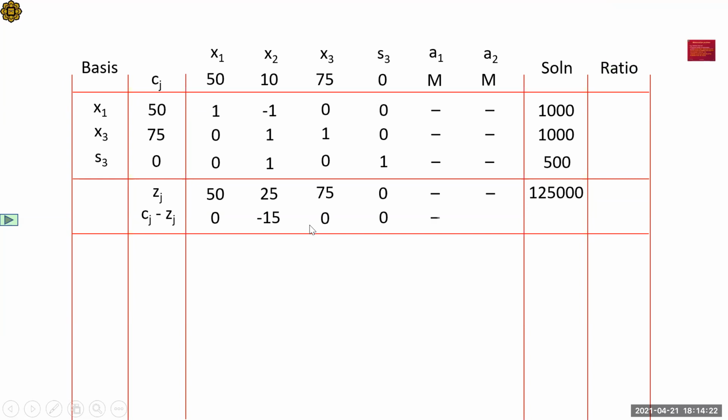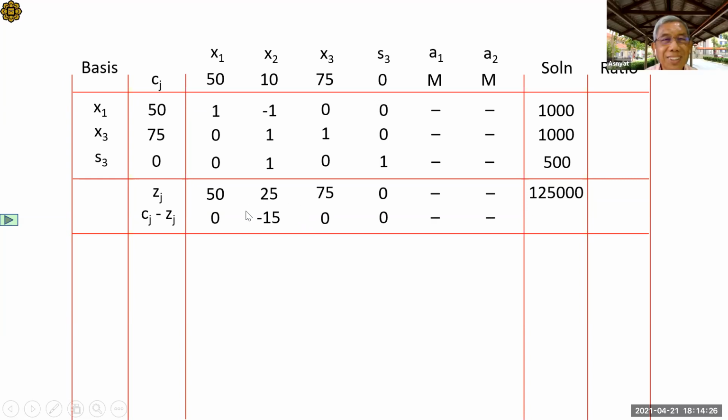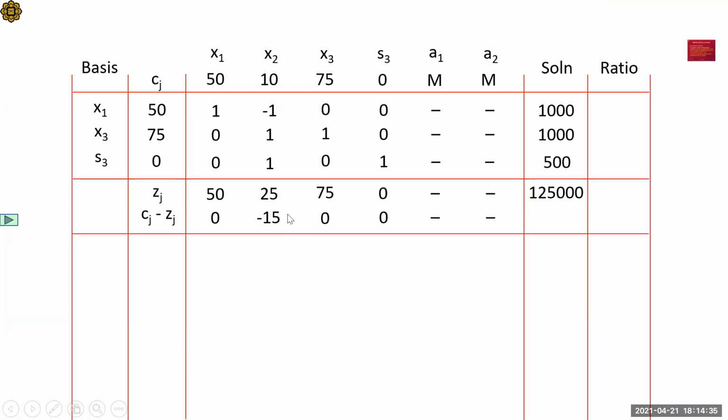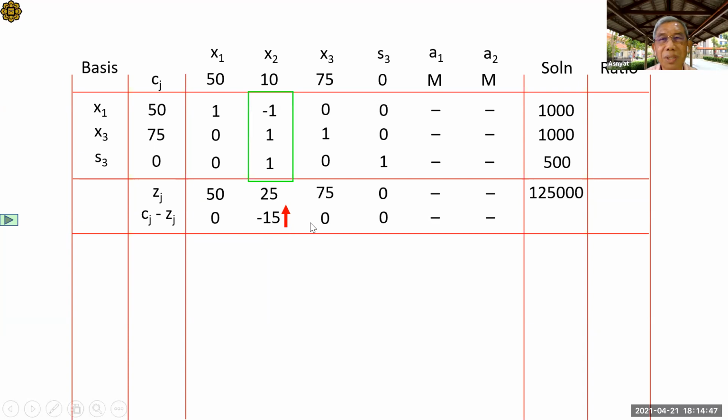0, 0, dash, dash. So what does it mean? Negative 15. So what does it mean? Not optimal yet, right? Is it optimal? Not optimal. So we have to find the pivot column. Which one is the pivot column? X2. X2 is the pivot column. Okay, quickly do the pivot column.